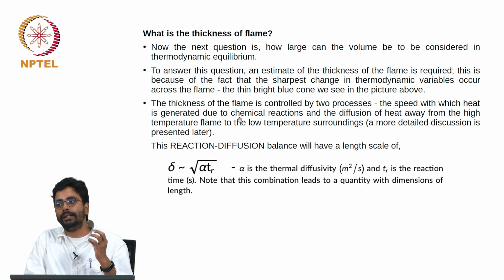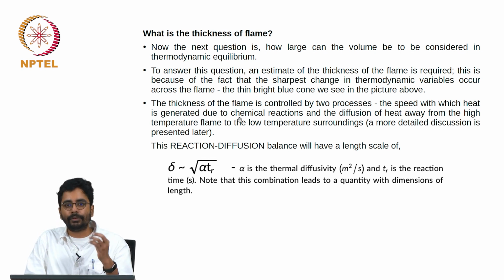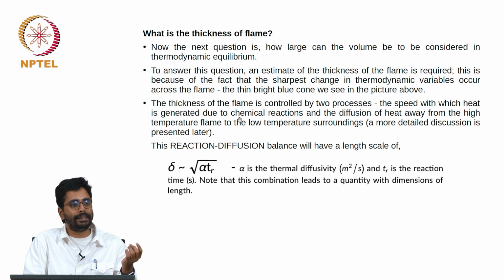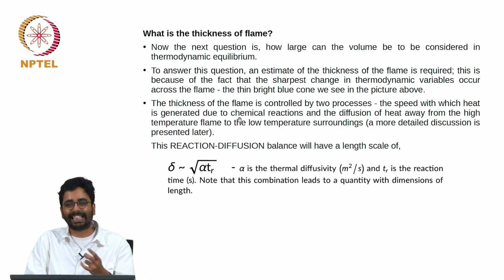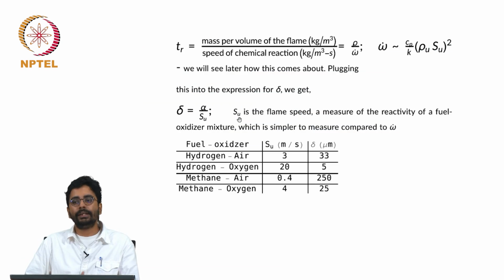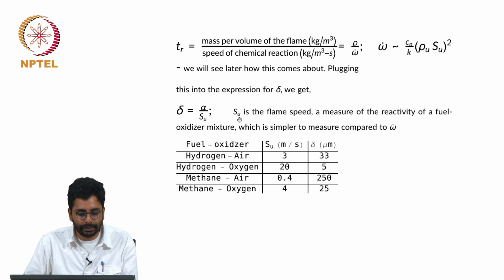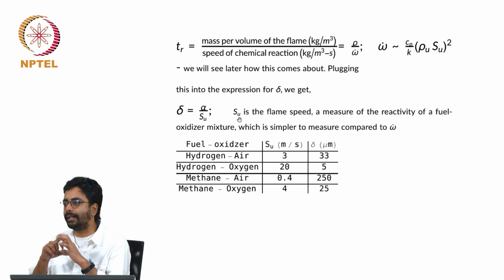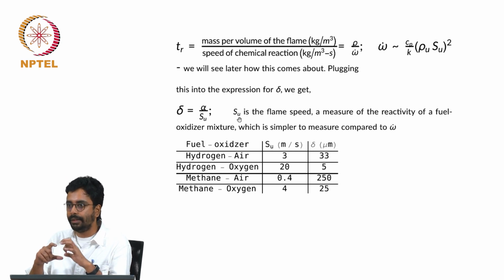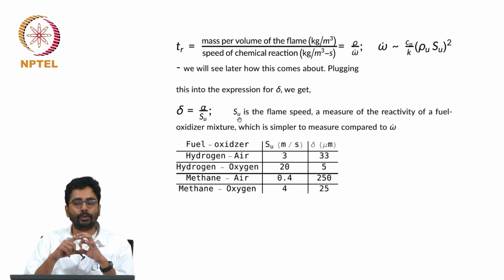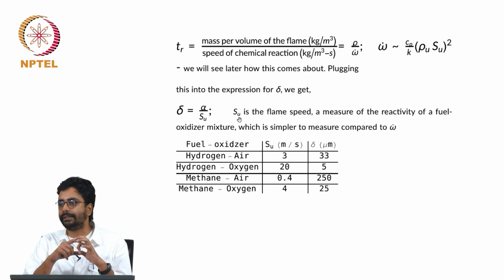Here the relevant diffusivity is the diffusion coefficient of heat, the thermal diffusivity. The relevant time scale is the reaction time scale. A time scale associated with reaction is simply this: you have a small volume where reactants are getting converted into products. So the time for reaction is simply the amount of reactants present in that volume divided by the rate at which the reactants are getting consumed.